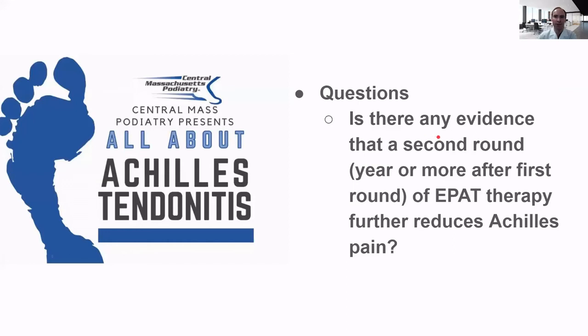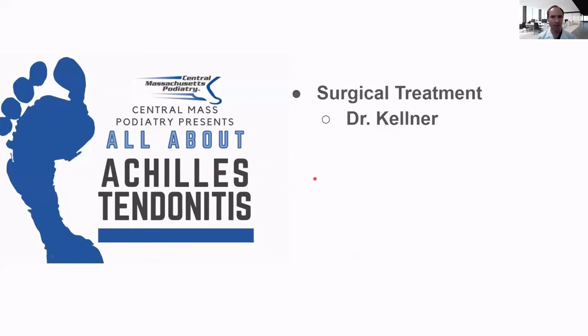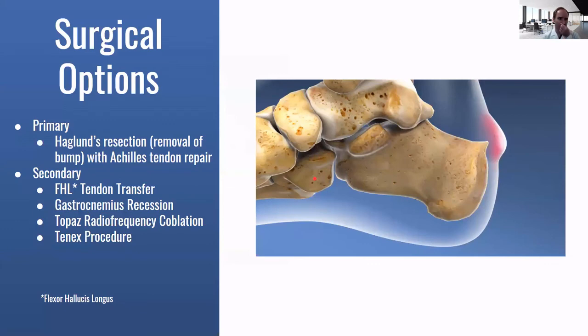The question here: is there any evidence that a second round for a year or more of EPAT can further reduce Achilles pain? Yes, it is quite beneficial to do a second round. Sometimes people need more than the typical 3 to 6 treatments, and a second round can be beneficial. I would probably recommend an ultrasound prior, just to evaluate that area to see if that would be beneficial for you. Next thing we're going to go into are the surgical options for this.